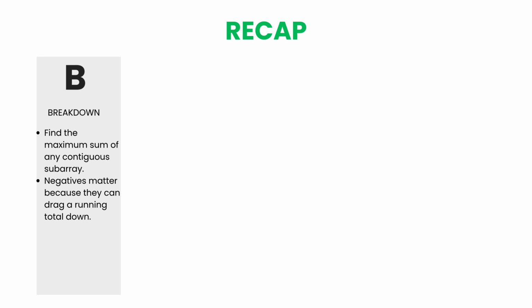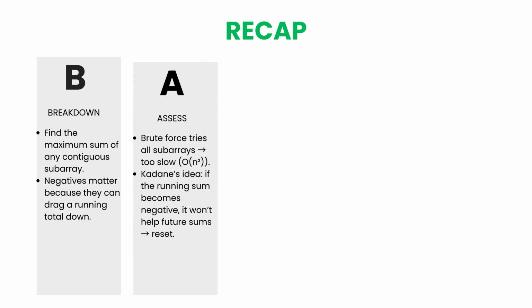Let's recap maximum subarray. This problem is a classic because it looks simple, but it really tests whether you know how to make the right decision at each step and still get the best overall result. The task is to find the maximum sum of any contiguous subarray, the best continuous slice you can take from the array. The challenge comes from negative numbers, because they force you to decide when continuing a subarray helps and when it starts dragging the total down.